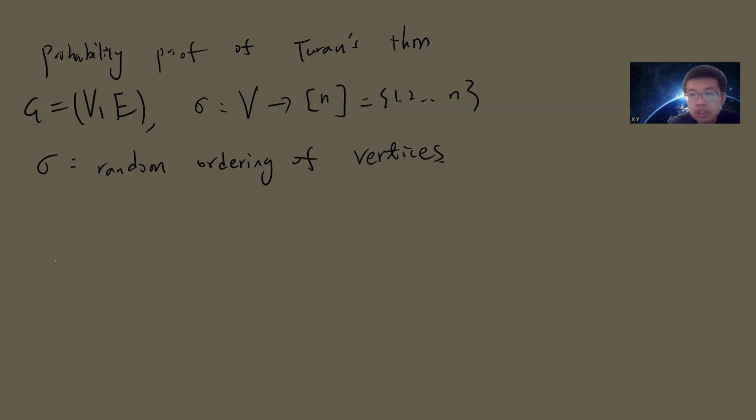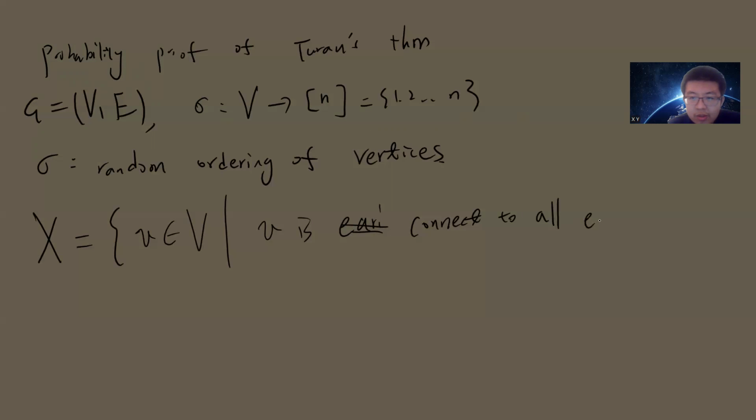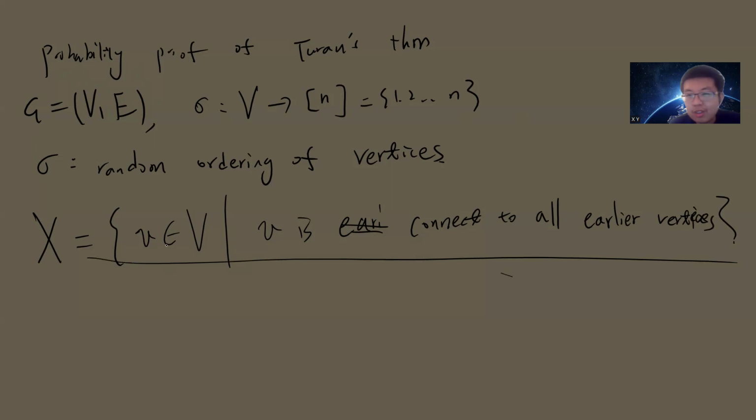And we consider X as a set. In order to prove this, we need to create some clique. So the idea is that v belongs to X where v is connected to all earlier vertices. Probably this sentence is hard to understand.